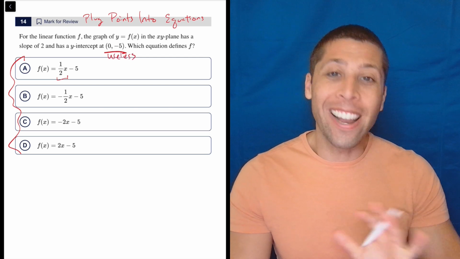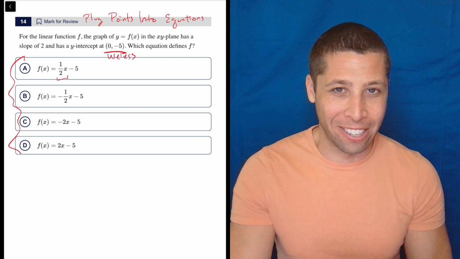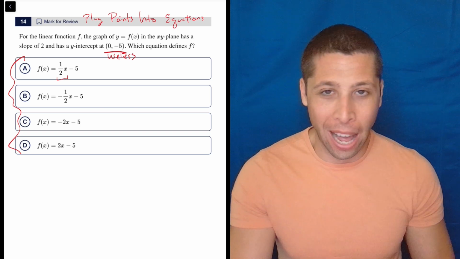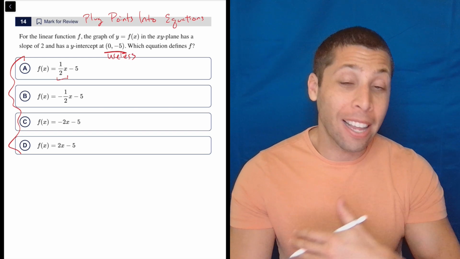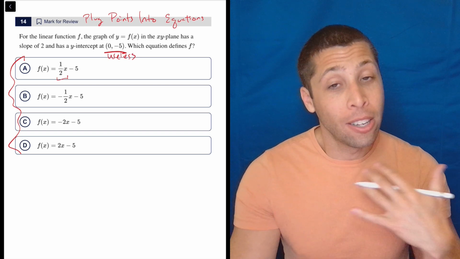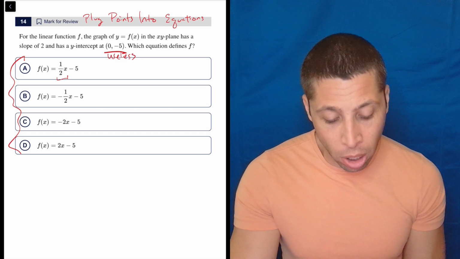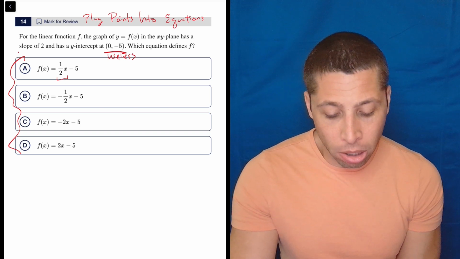But that is not usually how it goes on the PSAT or the SAT. So don't think that that's kind of typical. But normally, yes, we would be able to plug a point in and get rid of 2 answer choices at the very least just by using that point. Here, we're going to have to go with the other piece of information. It has a slope of 2.